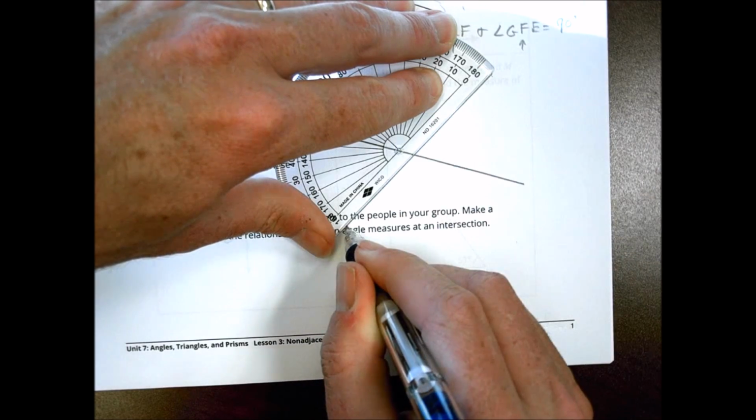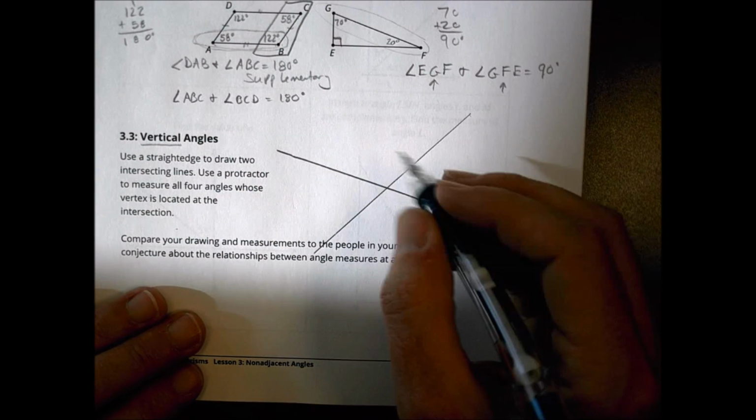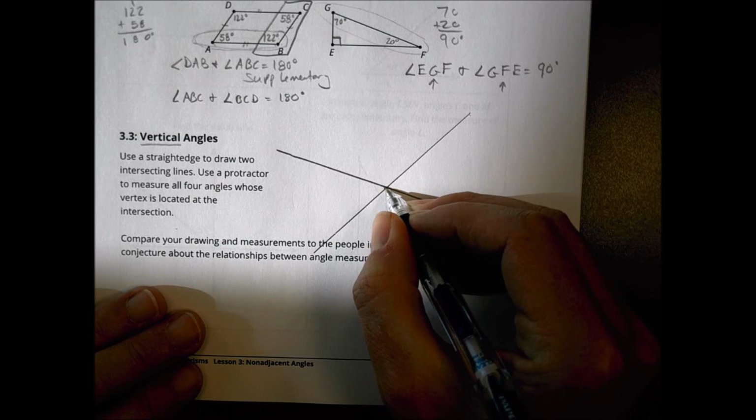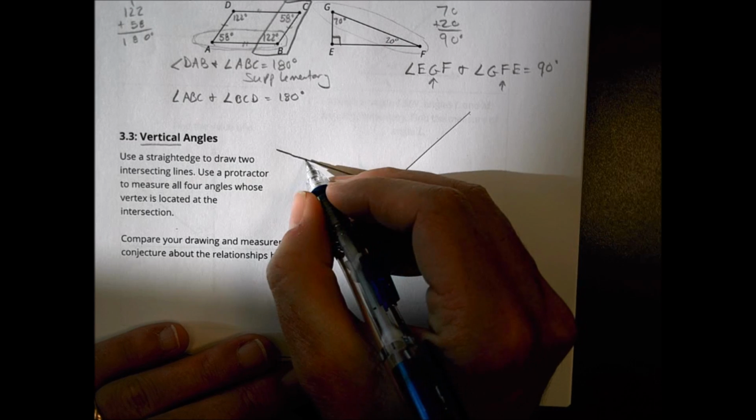All right, and line there. So I have two lines here that are intersecting at this point right there. There's my intersection.